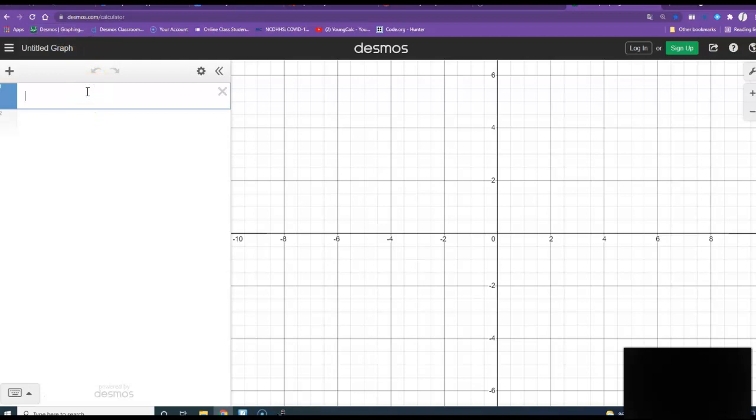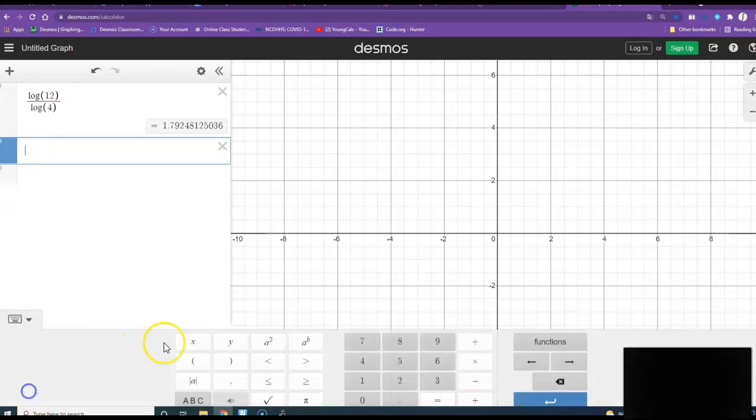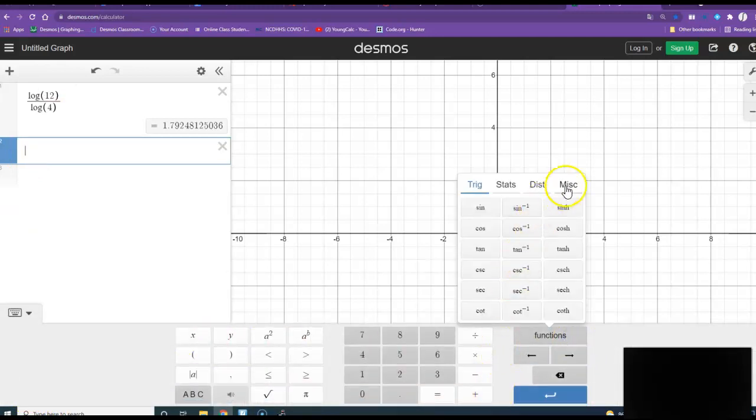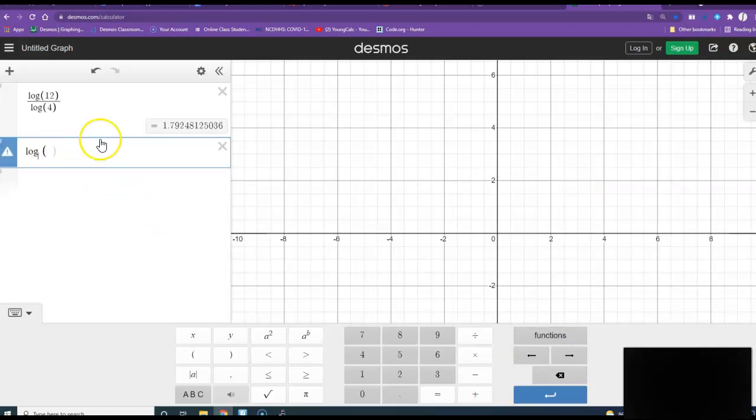In Desmos, you can still do this. I like using change of base formula, just because it's easy to type in. But Desmos will do bases here, so if you go to functions, miscellaneous, log here, so you could type in log base 4 of 12, and you can see you get that same number. So either one is fine for me.